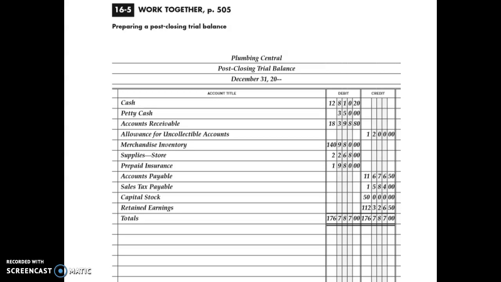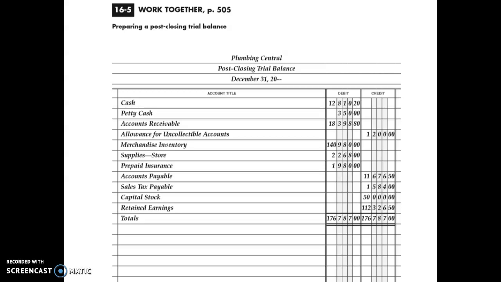Now, what you will do is you will list all the account titles and their balances in either the debit or the credit column, only the ones that have balances, and then you will write totals at the end. You will single rule, and when they equal, you will double rule. The hardest thing about this will be on the work together and application problems. They just give you the balances and you need to put them in the debit or the credit column.